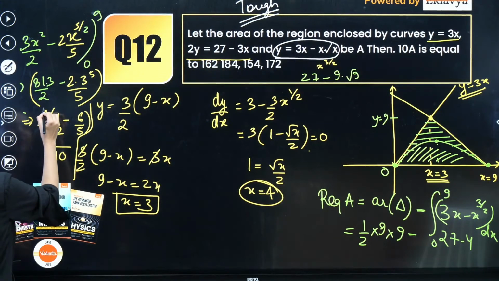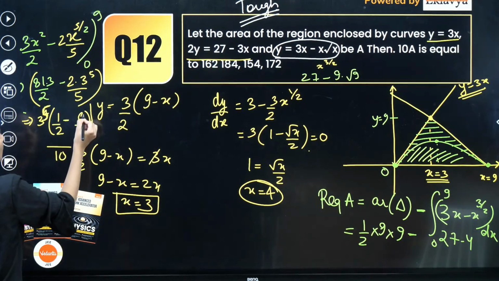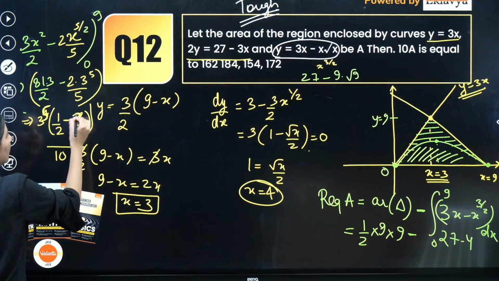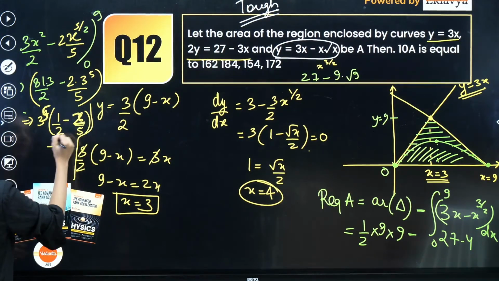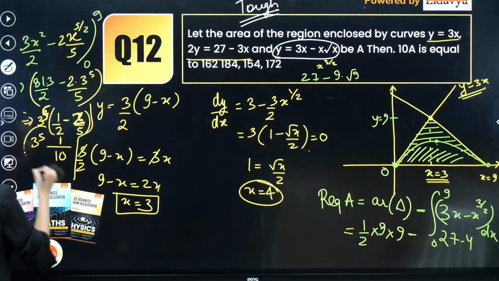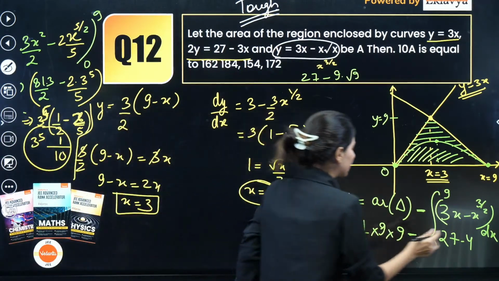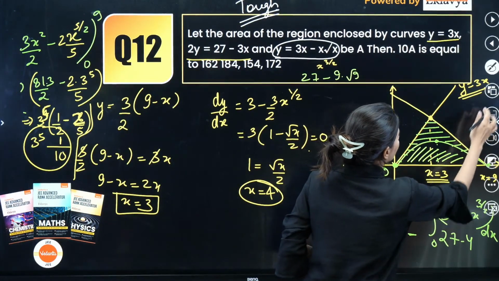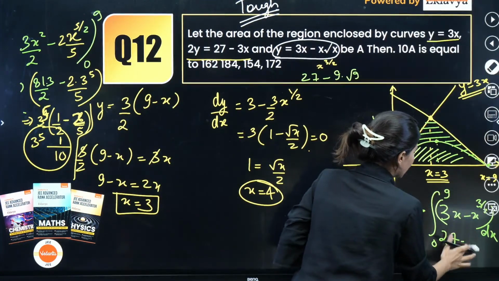3 raised to power 5 can be taken common, right? So this is 2. Now it's 5 2s are 10, 5 minus 4, 1 by 10. 3 raised to power 5 is absolutely correct. So this is it: 3 raised to power 5 by 10.